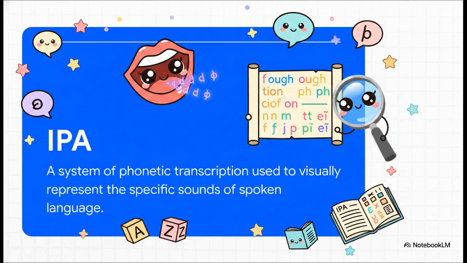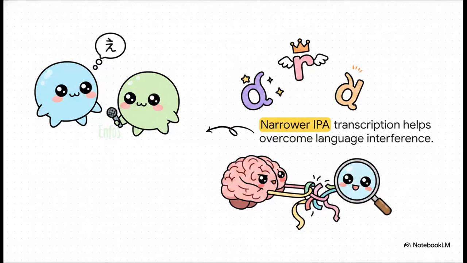Because English spelling is so notoriously unreliable, the IPA is a total game changer. It provides a unique, specific visual symbol for every single sound your mouth can possibly make. It's basically the ultimate decoder ring for learners. Here's the really cool part.